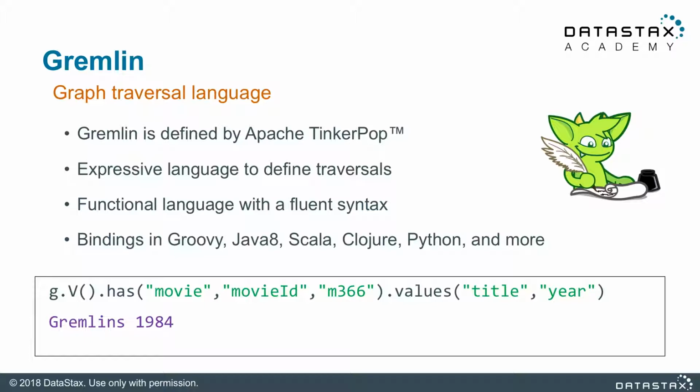Groovy is kind of a native binding for Gremlin, and that is what we will be using in our examples. The differences between Groovy and Java versions are quite minimal. So almost all of our examples are going to look the same when expressed in Gremlin Groovy or Gremlin Java. Here is an example of a Gremlin traversal to look up a movie and get its title and release year properties back. As you can see in our test data, this happens to be the movie Gremlin from 1984.